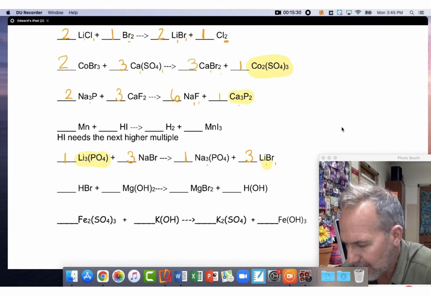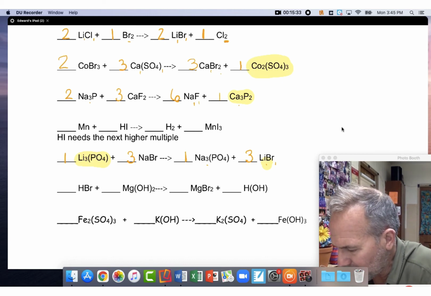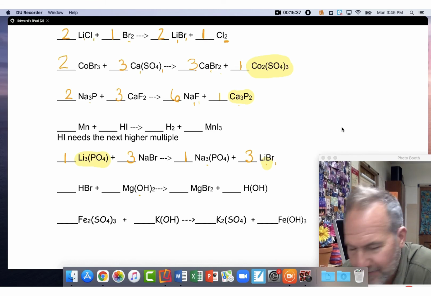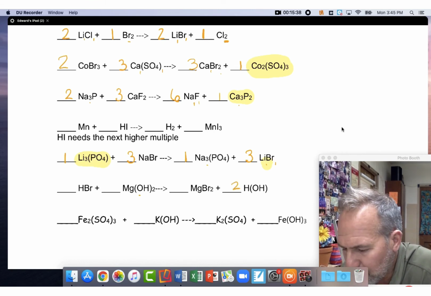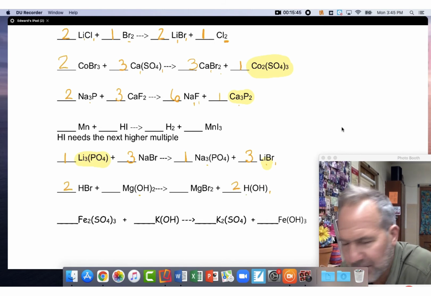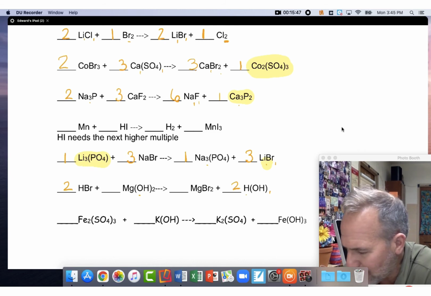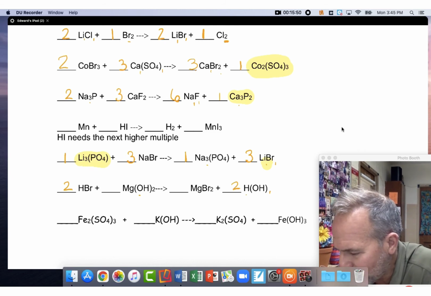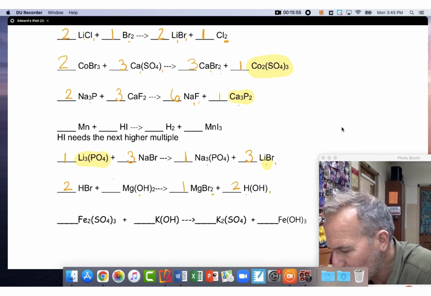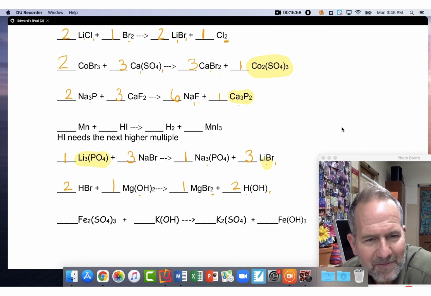All right. Next one. Oh, let's start with this, right? So we have 2 OHs on the left, 2 OHs on the right, 2 H's on the right, 2 H's on the left, 2 BRs on the left, and looky there, we have a 2 already, so 1 times 2 BRs. 1 MG, 1 MG, and we're done. We have 2 more to go. All right.